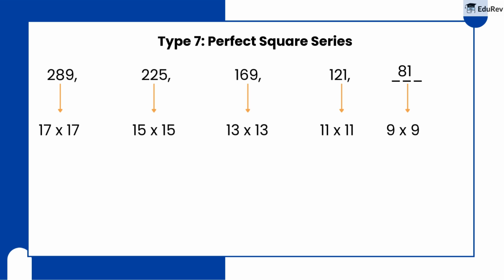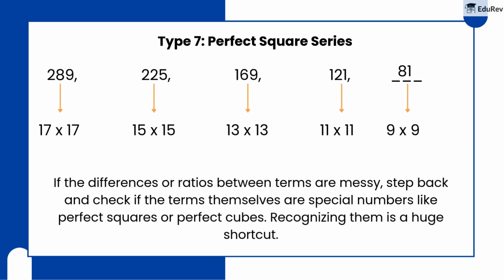Your takeaway from this is, if the differences or ratios between terms are messy, step back and check if the terms themselves are special numbers like perfect squares or perfect cubes. Recognizing them is a huge shortcut.